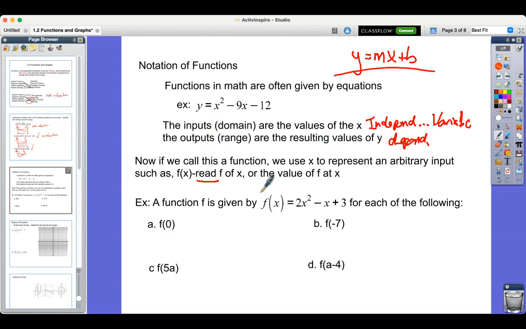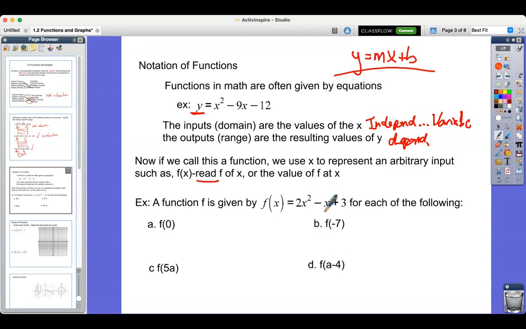Those are our y values. So you'll see this happen. They'll change this y to f of x. That's saying the function f of x, or the function according to x. What will be the value of this function when x is 0, -7, 5a, or a minus 4? That's part of it right here.